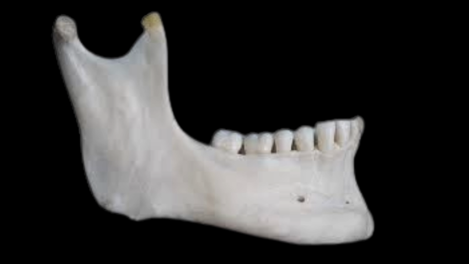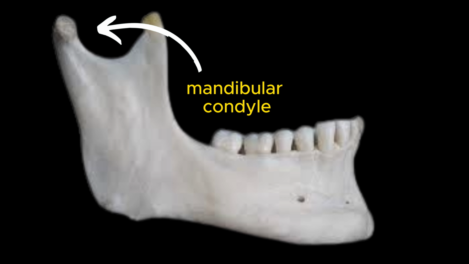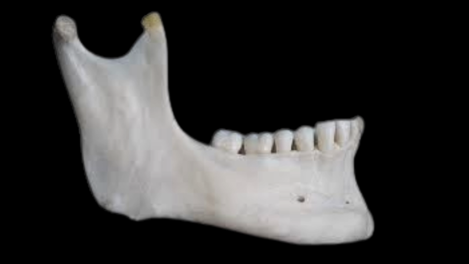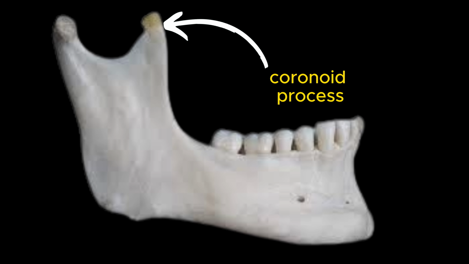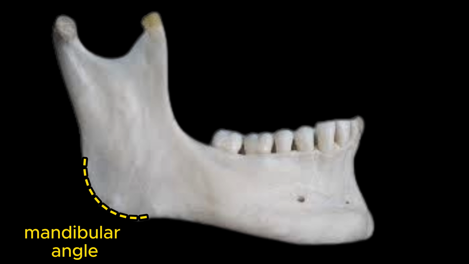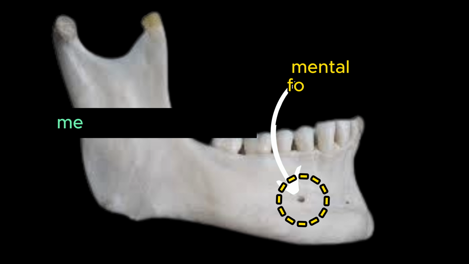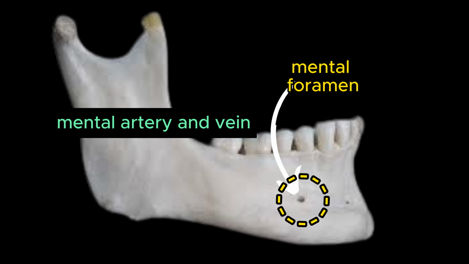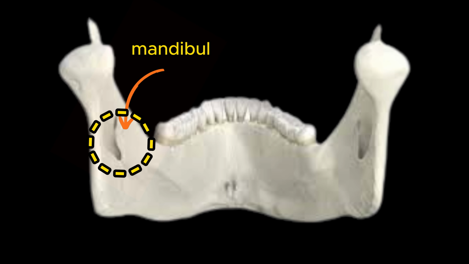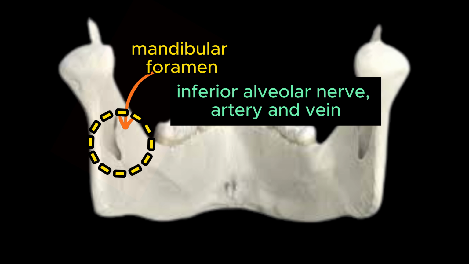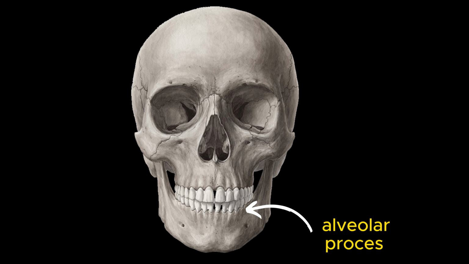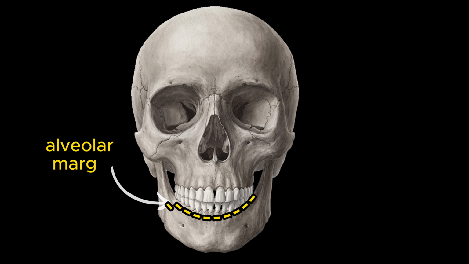The key features include the mandibular condyles, which articulate with the temporal bone to form the temporomandibular joint, the mandibular notch, the coronoid process, which allows attachment of the masseter and temporalis muscles, mandibular angle, the mental foramen, which allows for the passageway of the mental artery and vein, the mandibular foramen, where the inferior alveolar nerve, inferior alveolar artery, and the inferior alveolar vein pass. It also has the alveolar process of mandible and the alveolar margin.